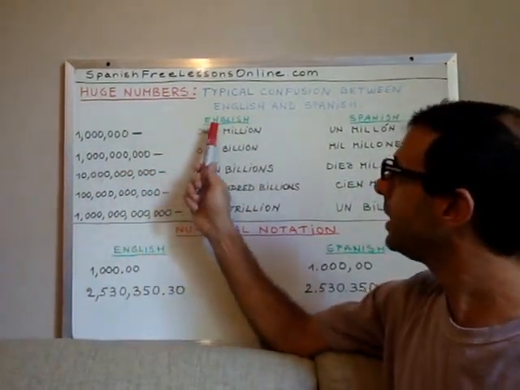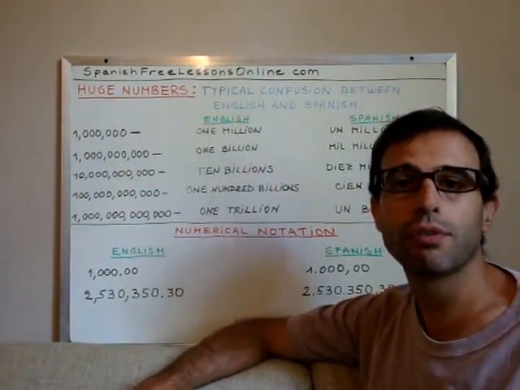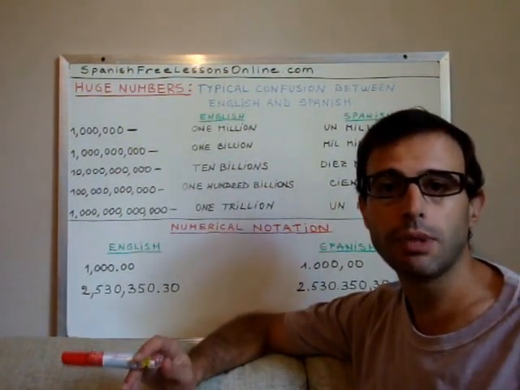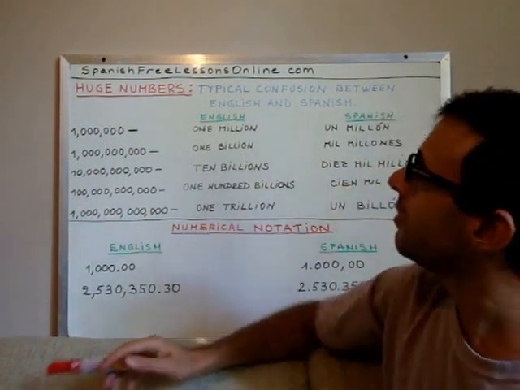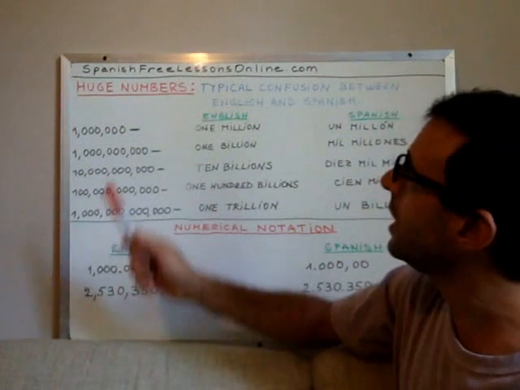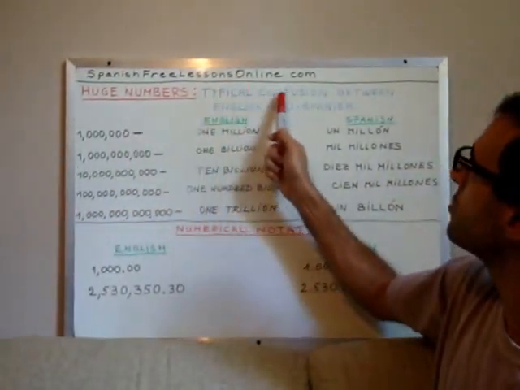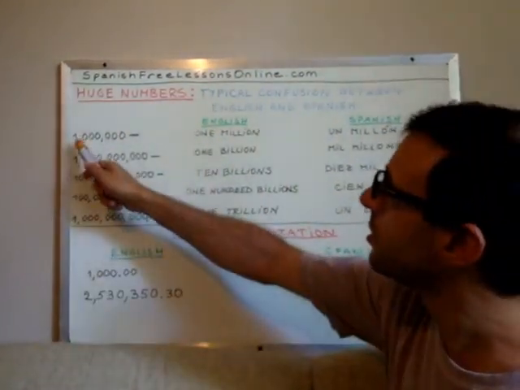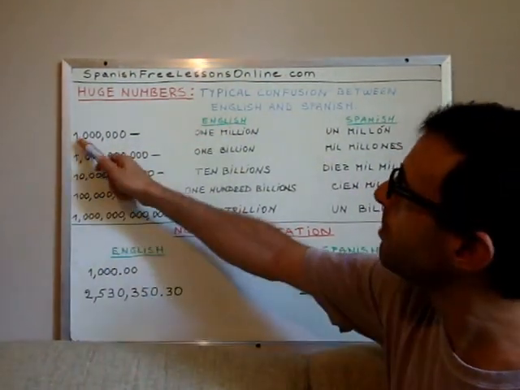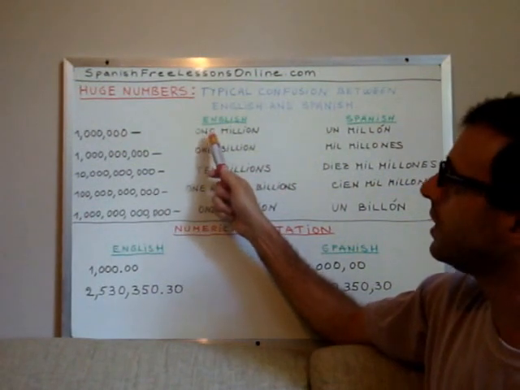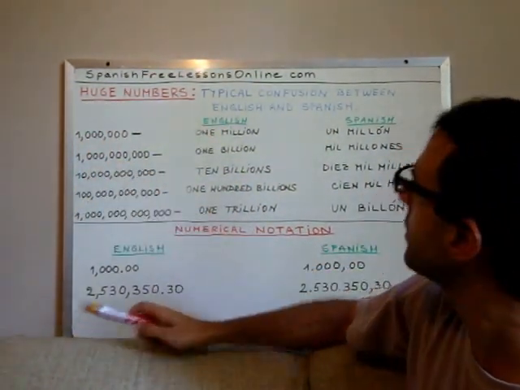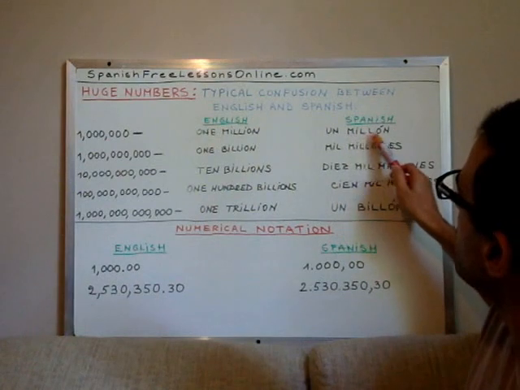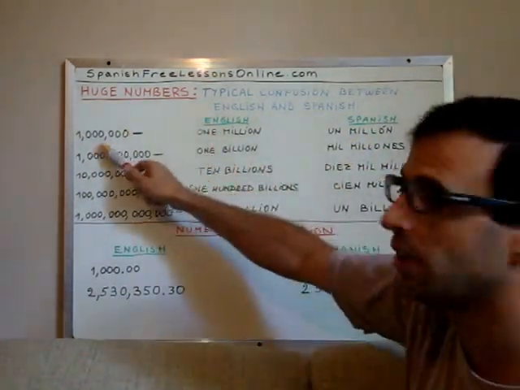We have between English and Spanish what we call false friend words. Words that are identical but have different meaning, and that causes the confusions. So I titled my topic for today, Huge Numbers, Typical Confusion Between English and Spanish. So let's begin with this number, 1 million. This is how we call it in English, 1 million, when we have 6 zeros. In Spanish, it's easy, it's un millón. You write it very similarly, it's almost identical, and it means the same thing.